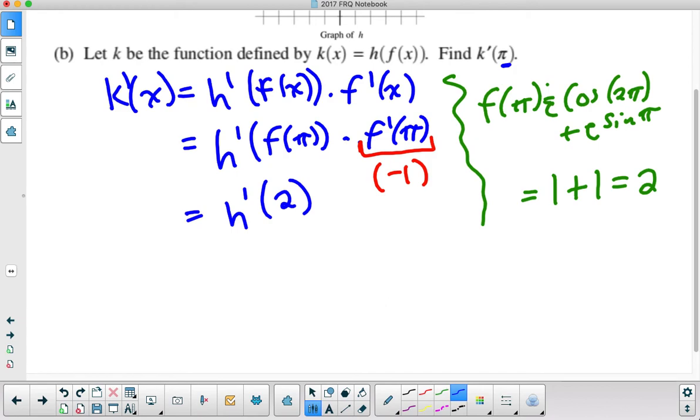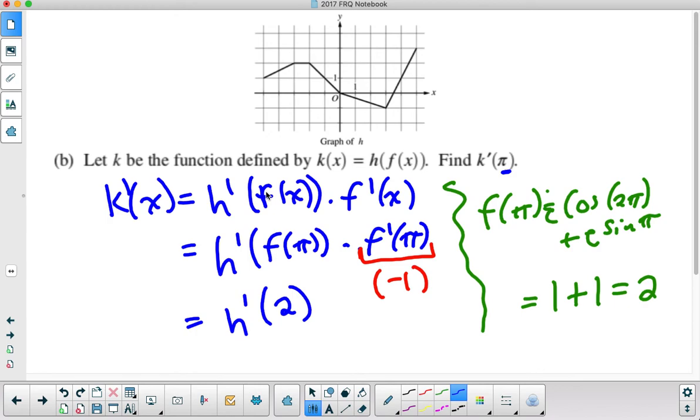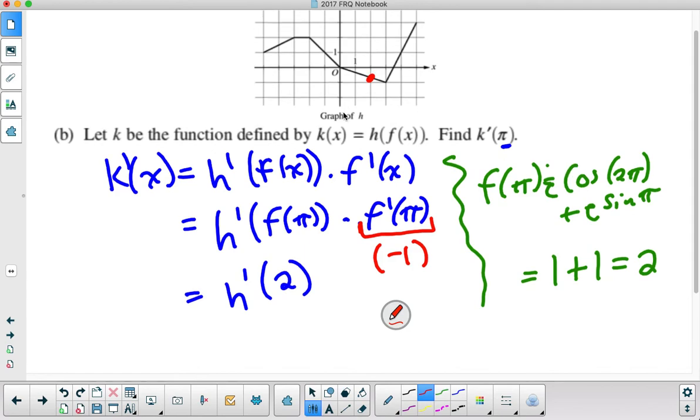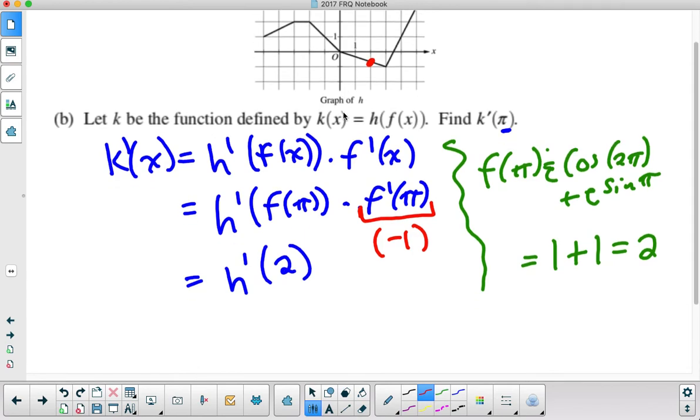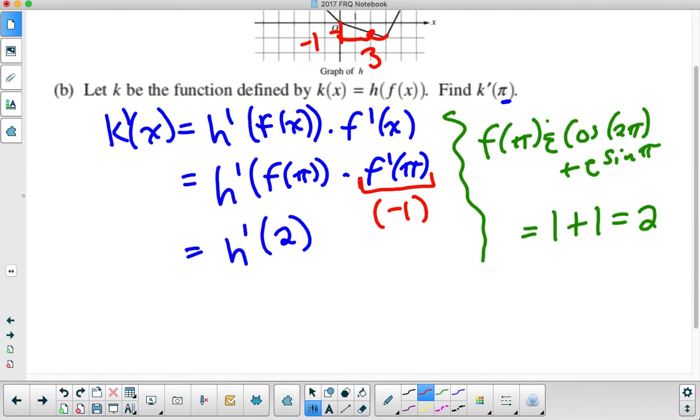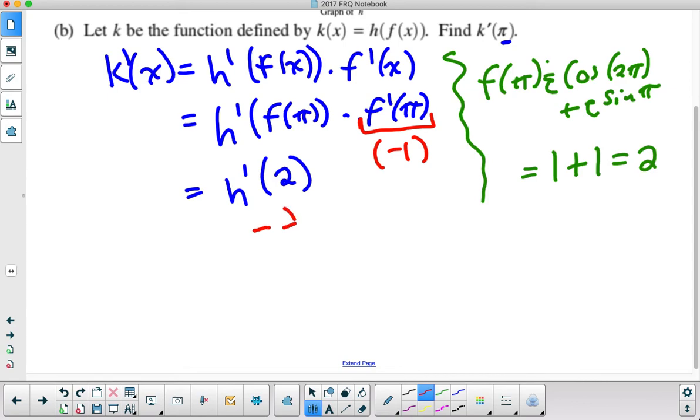Okay, we got to figure out h prime of 2, and that's what we're looking at up here. So right here, 1, 2, this is 2. We need to find h prime of 2. So that's just the slope, that's the derivative. We need to find the slope of that line. So it's just a straight line. So again, we just count, it's down 1, so that's -1, and then over 1, 2, 3. So it's to the right 3. So it's just down 1, right 3. So that one's going to have a slope of -1/3.